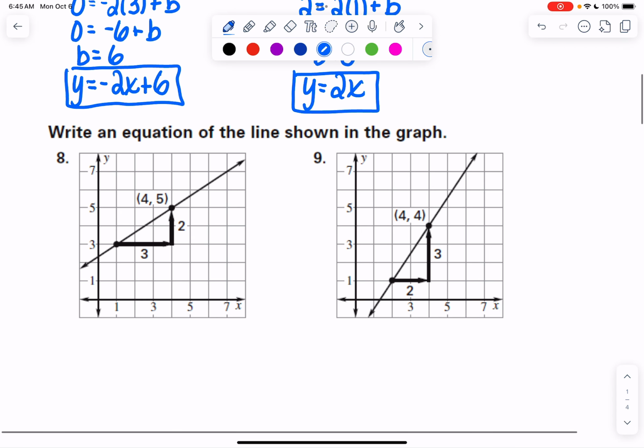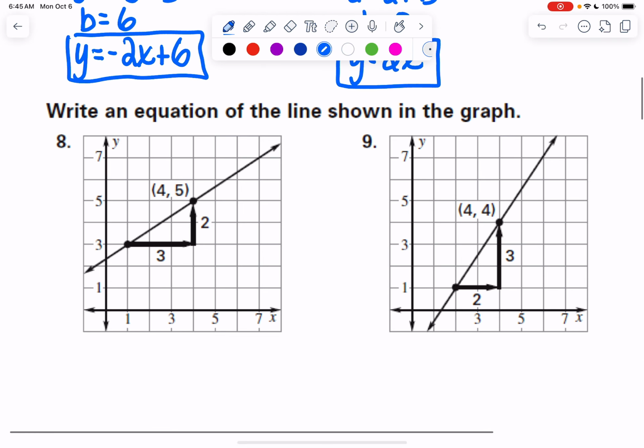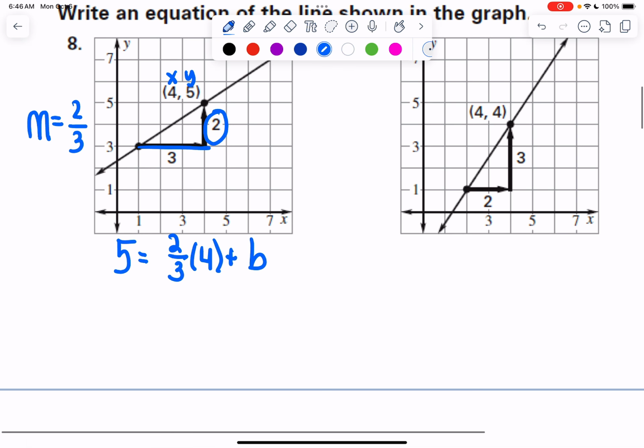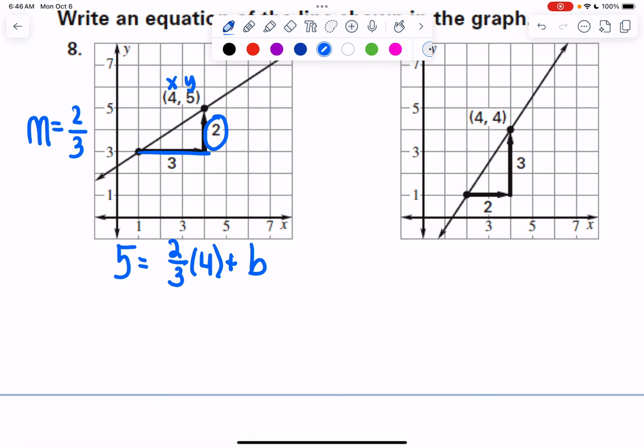These two, now you're looking at the graph. Same idea. Let's first figure out the slope. I gave it to you: remember, rise. This is your rise, 2, over your run, which is 3. So that's your slope. Then from there, this is x, this is y. I'm going to plug it into y equals mx plus b, so it'd be 5 equals 2/3 times 4 plus b. You are going to get a fraction, it's okay. 2/3 times 4 would be 8/3, plus b equals 5.